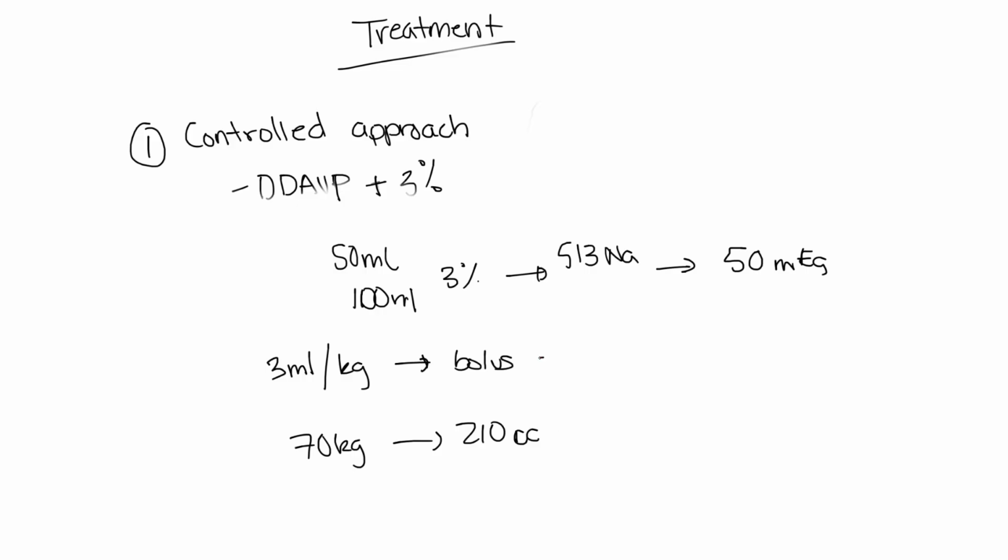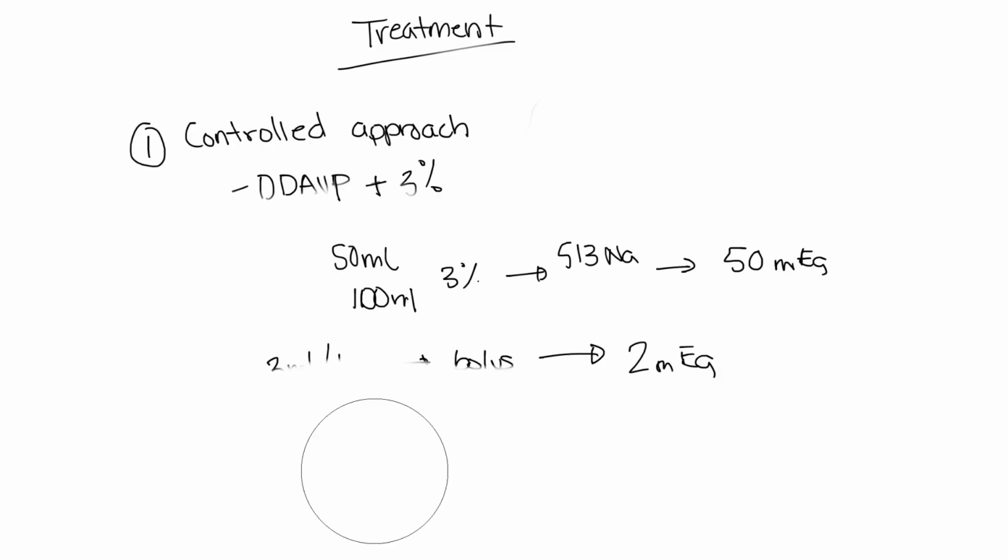What does this do? This bolus only increases them by roughly 2 milliequivalents. And again, remember, when we did 840 cc's, we went up by exactly 8. So if I'm giving roughly a quarter, then I'm going to go up by 2 milliequivalents, okay? So 3 mLs per kilogram is your bolus dose. Half an mL per kilogram is your maintenance rate. Okay, this is the controlled approach. This is not the approach, again, that I like to take.